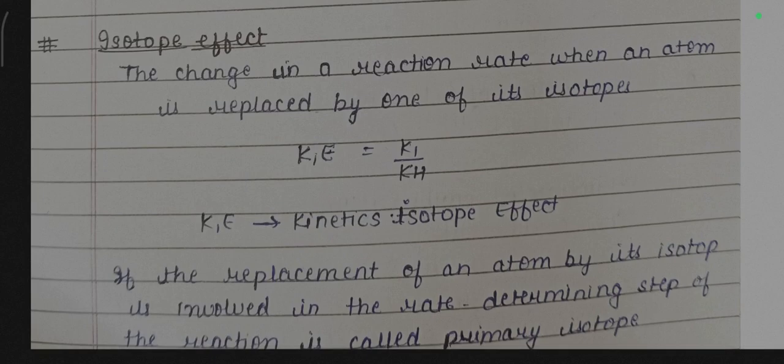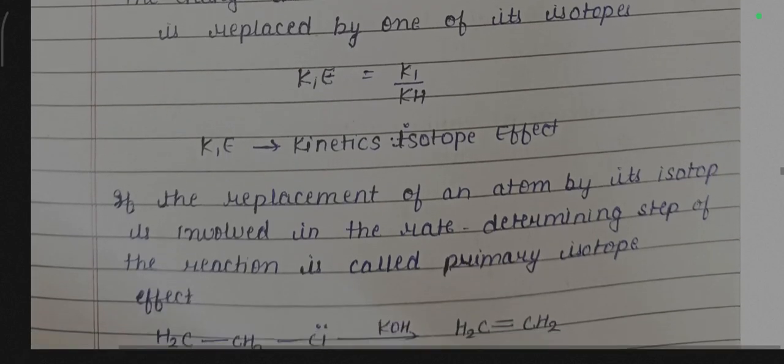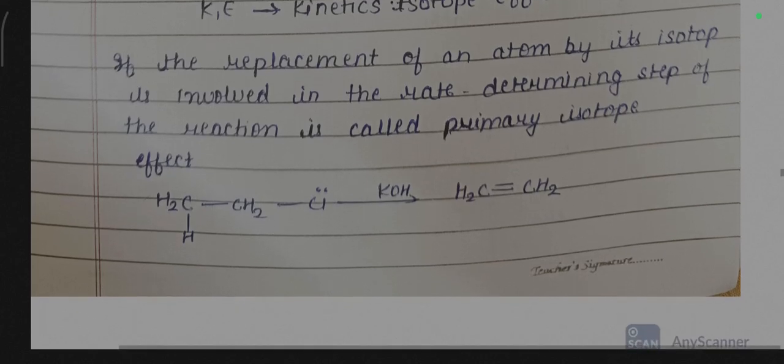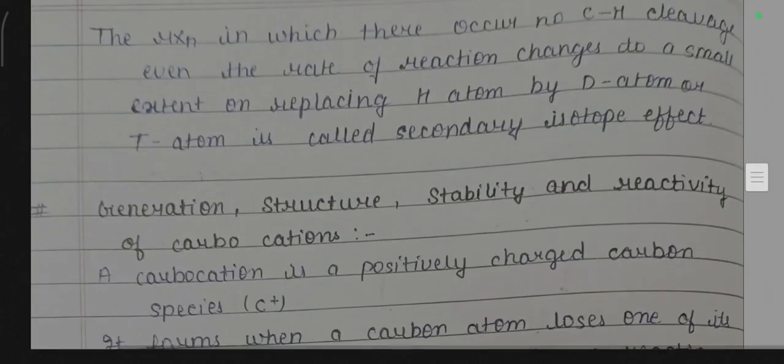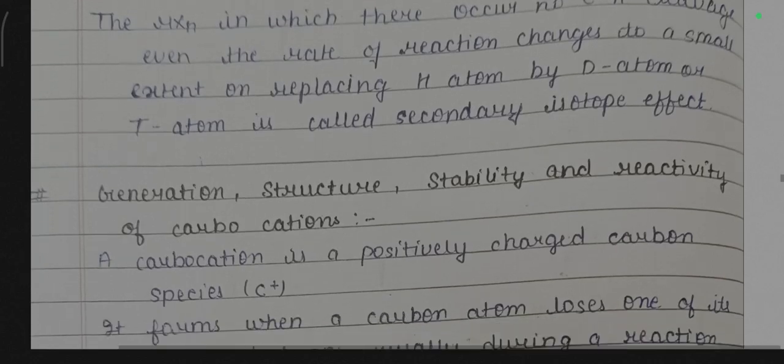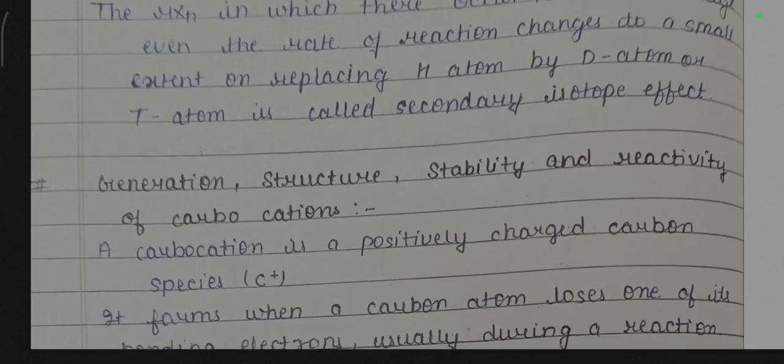KIE is equal to KL by KH. KIE is kinetic isotope effect. If the replacement of an atom by its isotope is involved in the rate determining step of the reaction, it is called primary isotope effect. The reaction in which there occurs no C-H cleavage, even then the rate of reaction changes to a small extent on replacing H atom by D atoms or T atoms, is called secondary isotope effect.